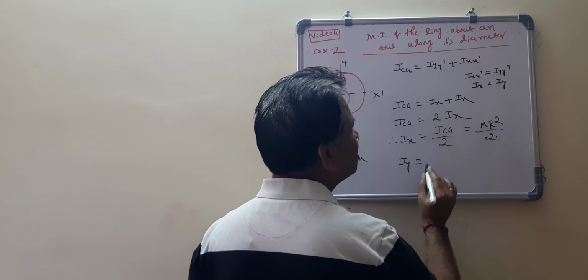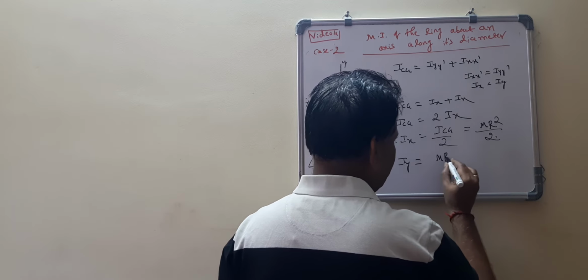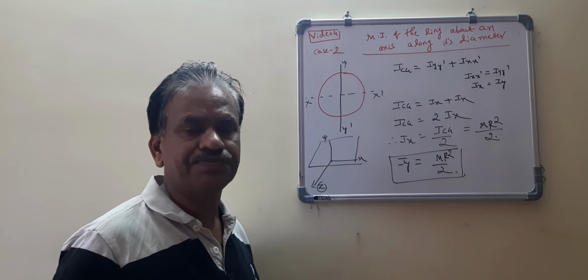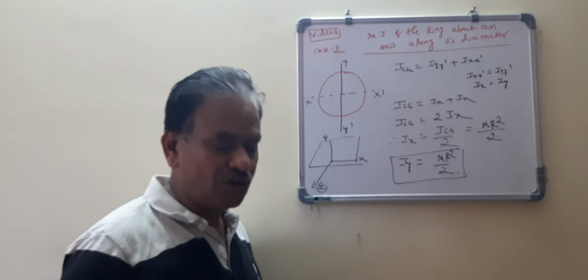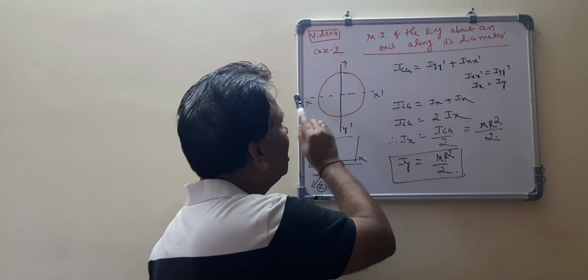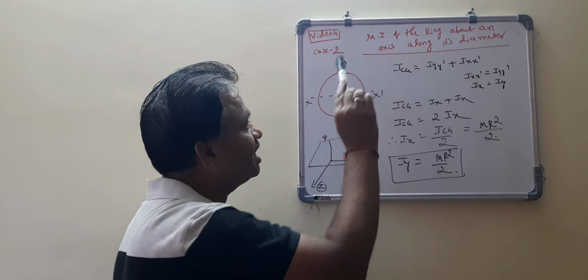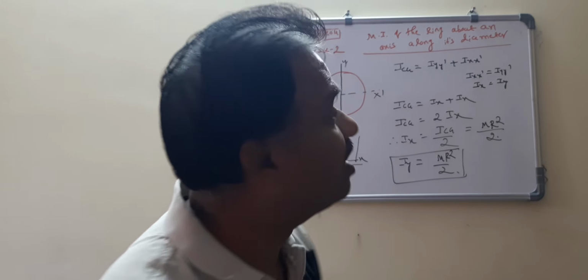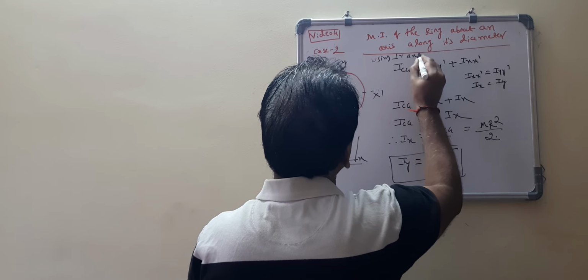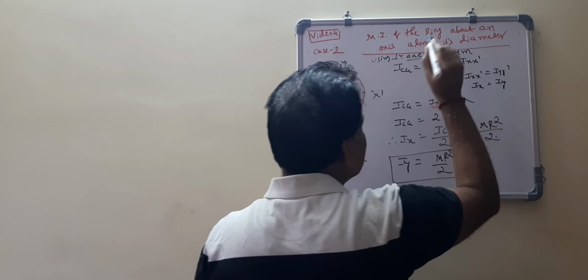Or else for the y-axis also it becomes, instead of writing Ix, I can write I1. Here also it is mr square divided by 2. Students, I think you understand this. Whatever the center of gravity is there perpendicular to its plane, half of it is there either along x dash or along y dash. Here you should write clearly using the perpendicular axis theorem.